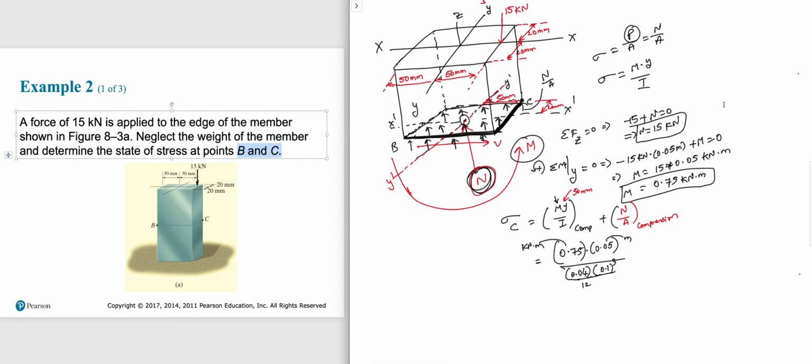So M y over I. Plus, so this is compression, right? Remember, this is compression. That means it is always better to write a negative, meaning it is in compression. Similarly, you have N is 15 kilonewton over area. What is area? It is nothing but 50 plus 50, 100. That means 0.1 times 0.04, I'm sorry, 0.04 meter squared. So these both are negative.